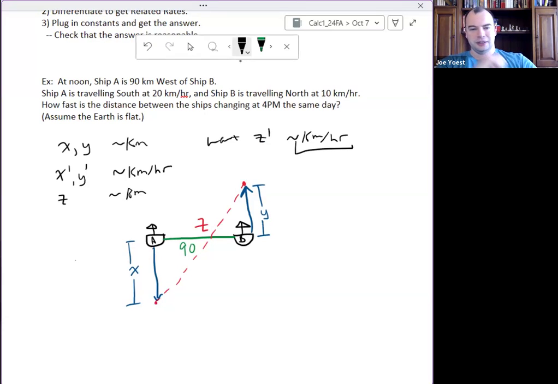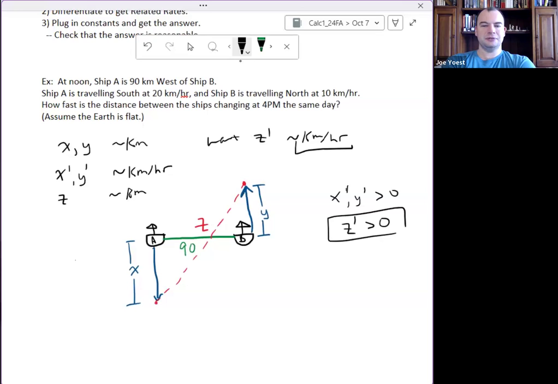I know that X prime, the rate of change of this distance from ship A's initial point to where it is now, is going to be positive, and Y prime is also going to be positive. So X prime and Y prime are positive. Well, Z prime is also going to be positive. The ships are getting farther apart over time because one's going south, one's going north. They're not moving east or west at all.